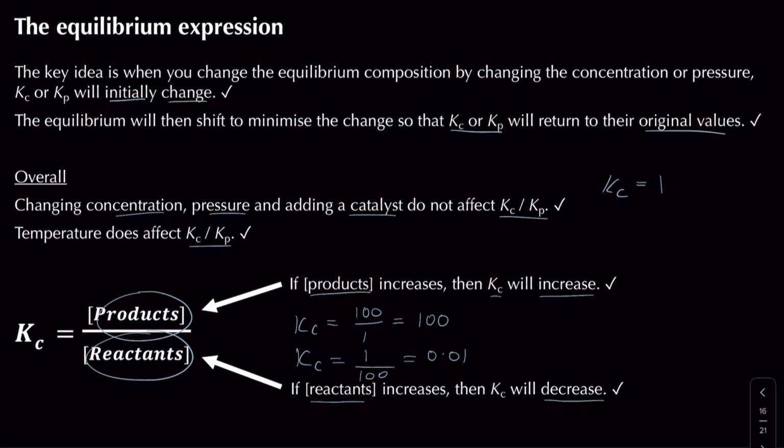Now, why is this going to be important? Well, we need to be able to explain to the examiner why changing concentration, pressure, and adding a catalyst don't actually affect the value of Kc and Kp permanently, but only do so initially. And then, of course, why does temperature affect Kc and Kp permanently?